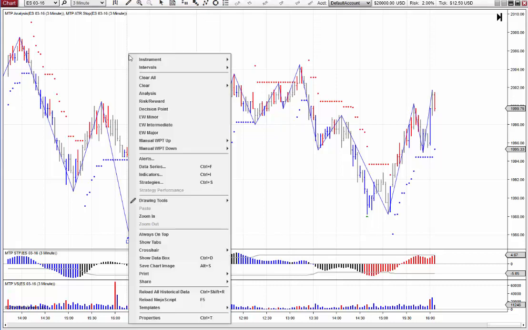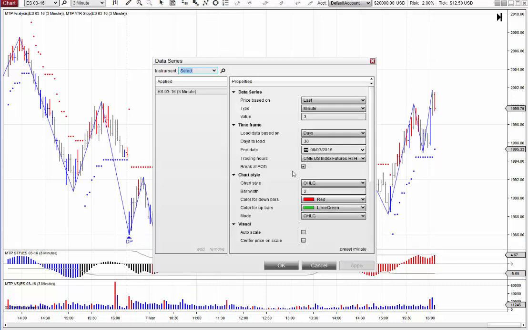It's important to understand that if you look at data series, we're plotting this on the US index futures RTH, which is the regular trading hours, and that's 9:30 to 4:15 in the afternoon New York time.